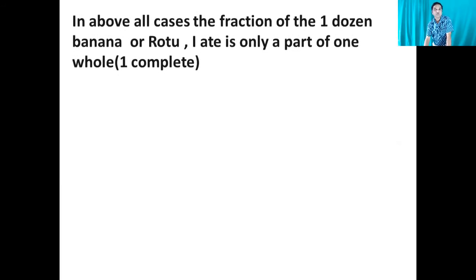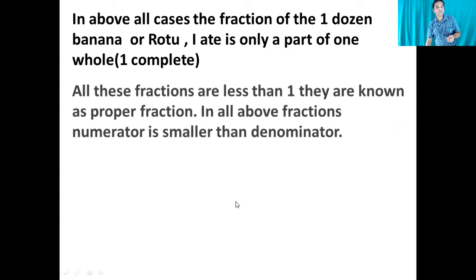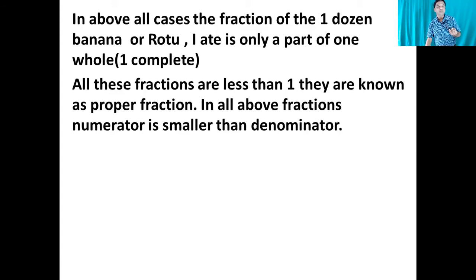Now, in all these cases, we have seen that the numerator is smaller than the denominator. That means the parts we have taken are less than the parts we have made or the parts that are available in the whole. So all these fractions where the numerator is smaller than the denominator are known as proper fractions, and they are always less than 1 whole or 1 complete. They are not 1 complete, they are parts. That's why they are known as proper fractions.